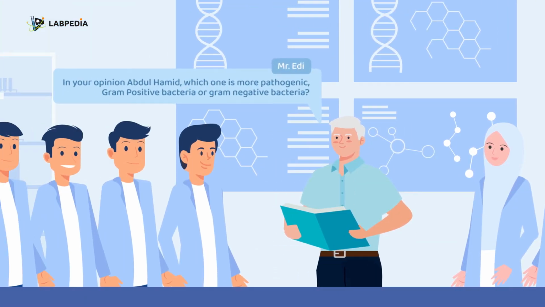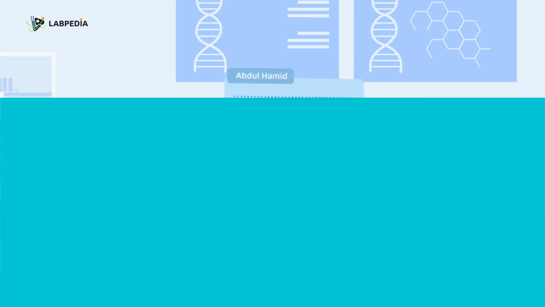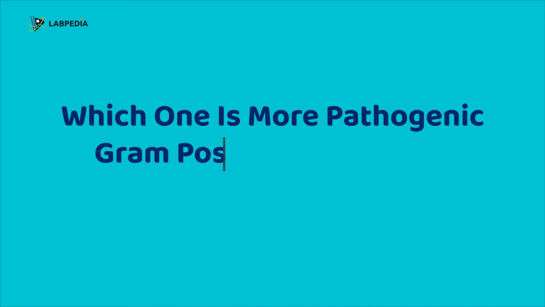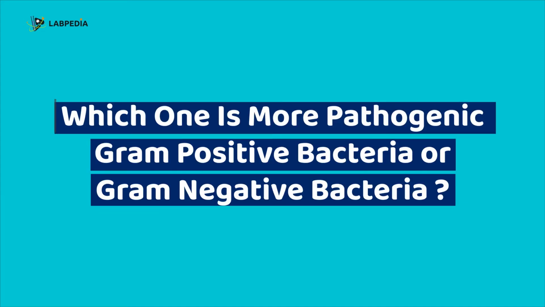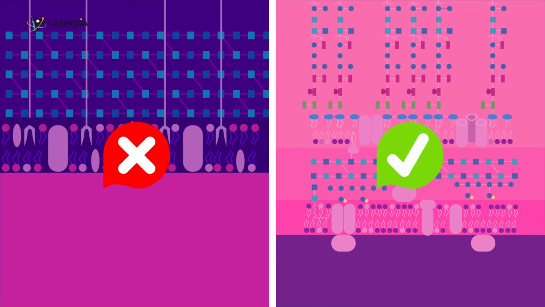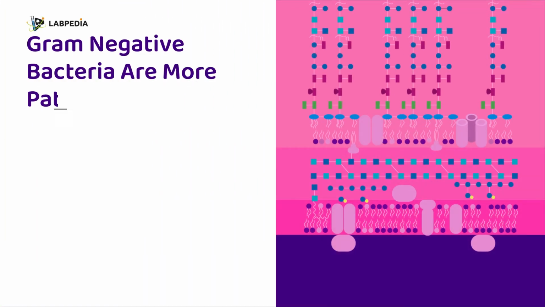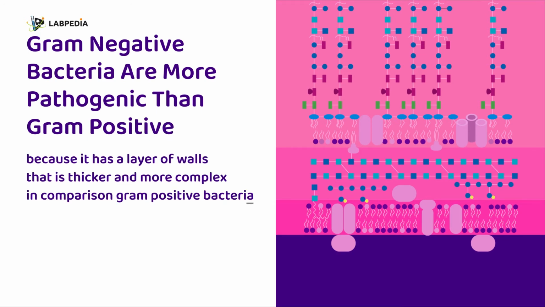In your opinion, Abdul Hamid, which one is more pathogenic, gram-positive bacteria or gram-negative bacteria? Gram-negative bacteria are more pathogenic than gram-positive, because they have a layer of walls that is thicker and more complex in comparison to gram-positive bacteria.